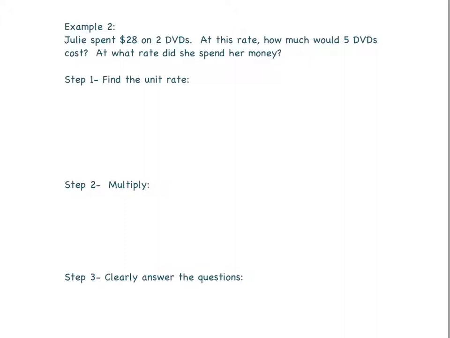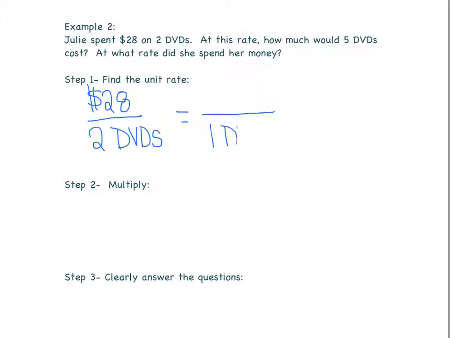So the first thing again that we're going to do is to find the unit rate. The unit rate means how much is it for 1 DVD. So we're going to set this up, $28 divided by 2 DVDs. Okay, you can go ahead and just divide, but I want to show you using equivalent fractions as we've done in the past, because what we're trying to do is figure out how much is it for 1 DVD. Well, of course, to get from 2 to 1, mathematically, we're going to need to divide by 2. So we're going to be doing the same thing here.